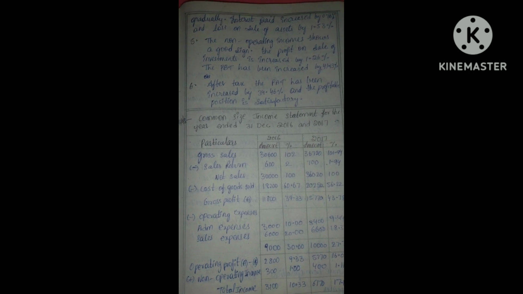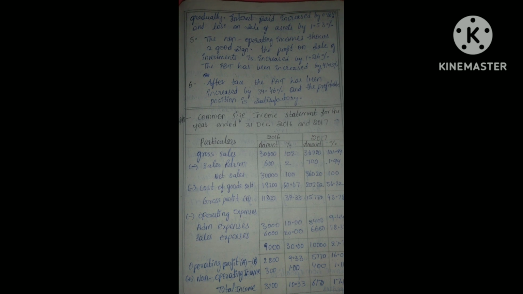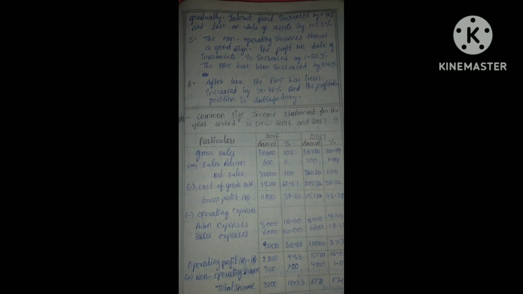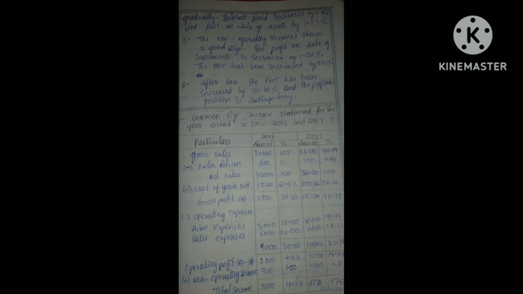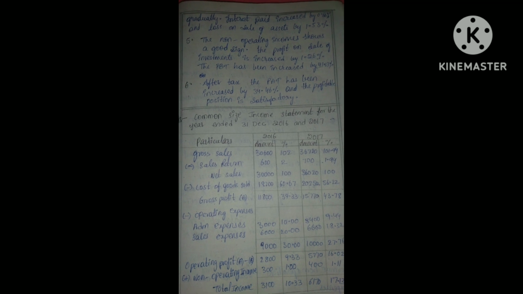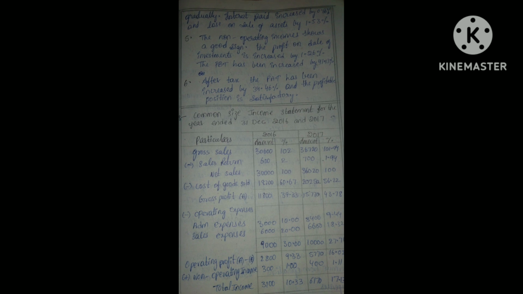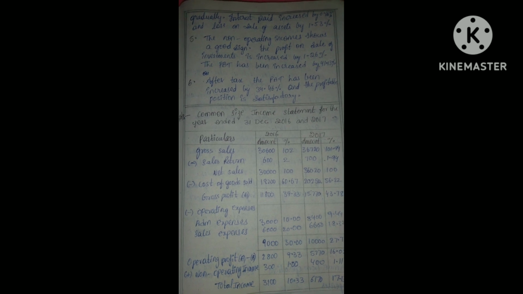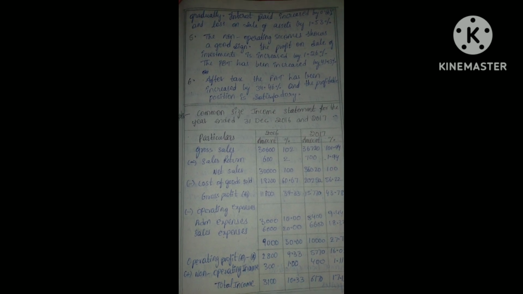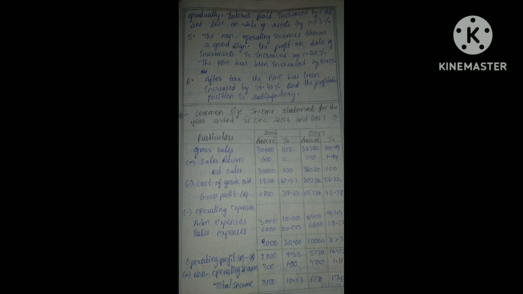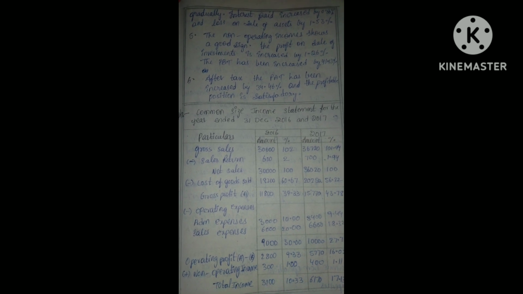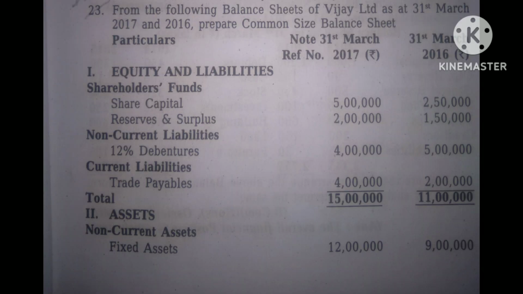And the fifth interpretation is the non-operating income shows a good sign. The profit on sale of investments is increased by 1.26%. The profit before tax has been increased by 41.13%. And the sixth interpretation is after tax, the profit after tax has been increased by 34.46% and the profitable position is satisfactory. So guys, now see the final problem, that is 23rd problem. So that is a final important problem.